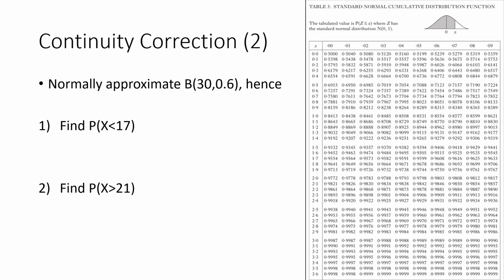Let's test our continuity correction with this question. Normally approximate binomial n = 30, p = 0.6, hence find the probability of x being smaller than 17. The first thing we do is write the parameters, which are 18 and 7.2. Next, how I like to think about this question is, if I was asked to find the probability of x being 17, in this approximated distribution I find the probability of 16.5 being smaller than or equal to x, which is smaller than or equal to 17.5.